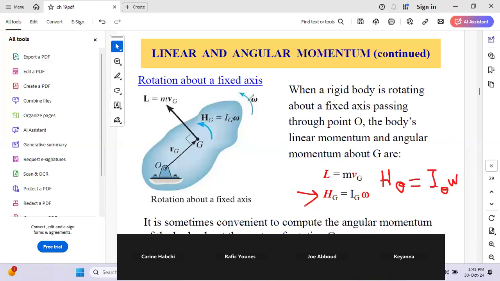Now, if I consider any other point on the figure, I need to apply the general form. If I consider a point P, and I want to find the angular momentum about P, I should do the moment of mvg about P plus IG omega.